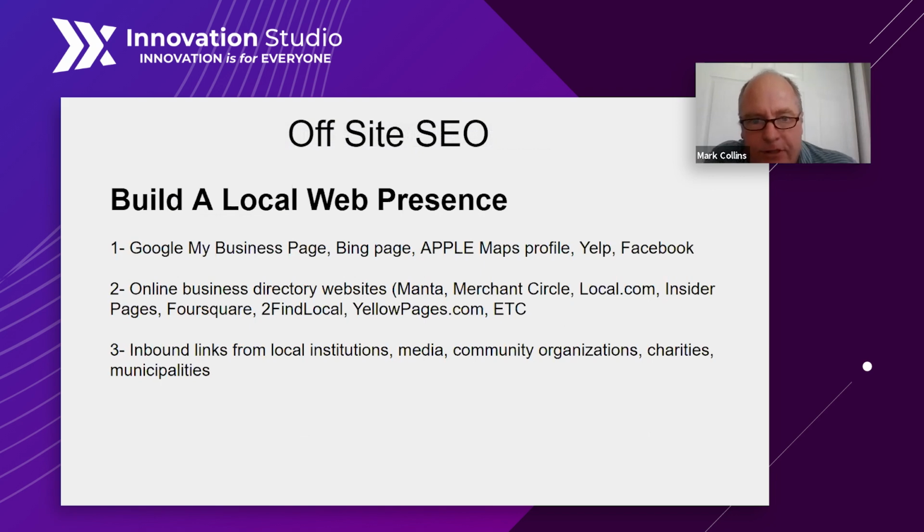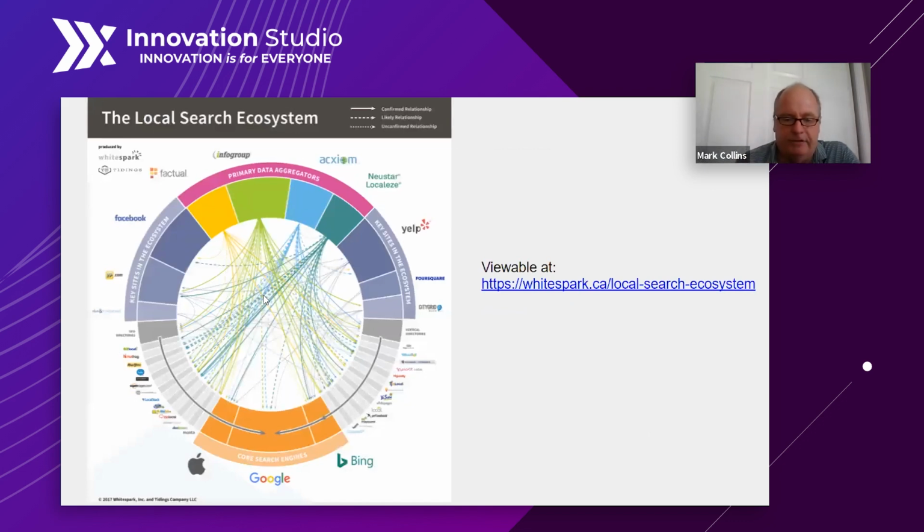As I mentioned before, make sure you have a Google page, a Bing page, an Apple Maps listing, a Yelp page, maybe a Facebook page, of course. And then you want to put your business into business directory websites. And how does that look? It looks like this. These are all the websites. If you look at this graph, you've got Easy Local, Hot Frog, Insider Pages, Super Pages, Yellow Book, etc. These are all sources where you can get links to your site.